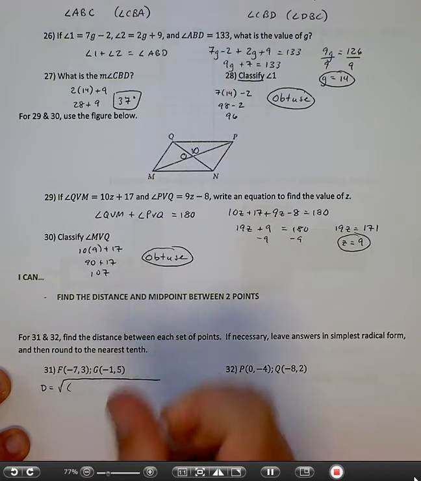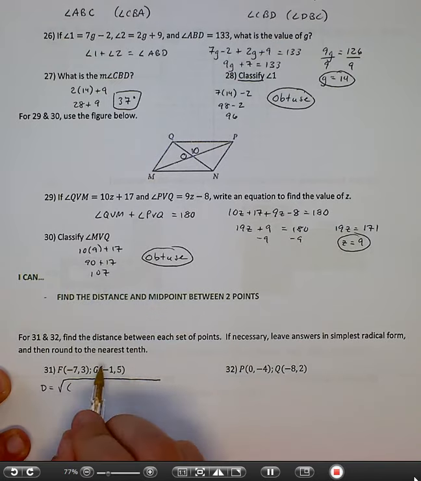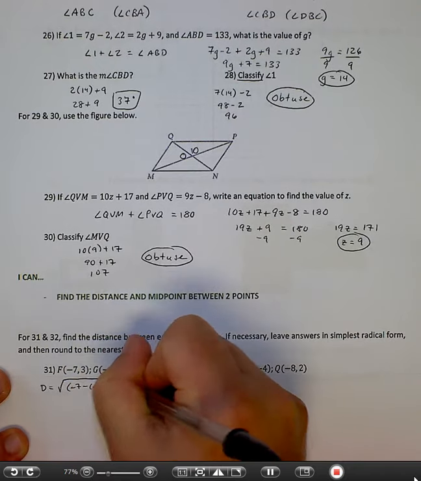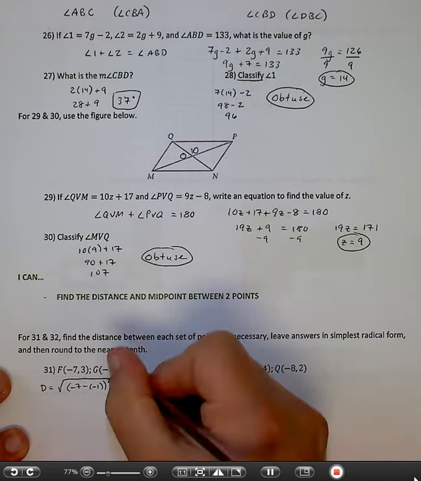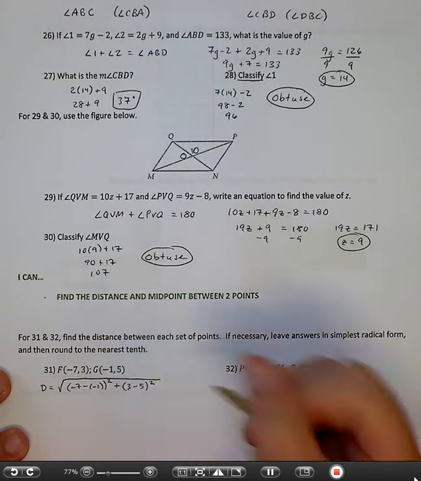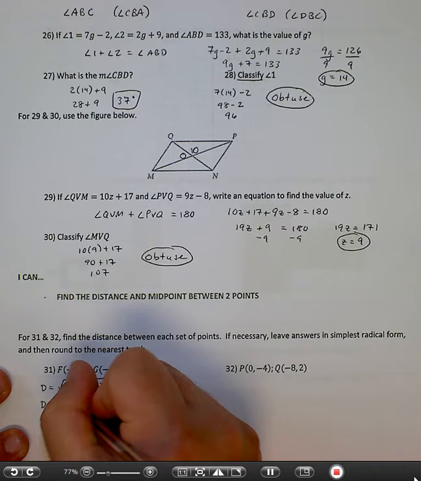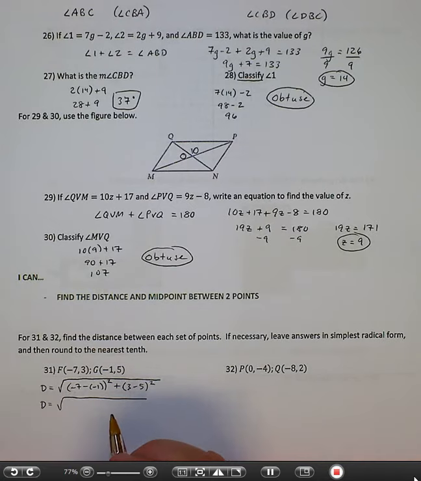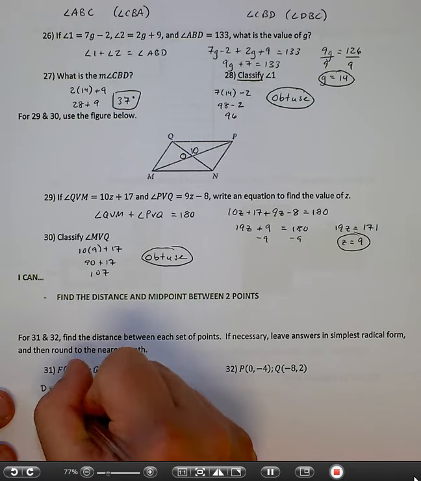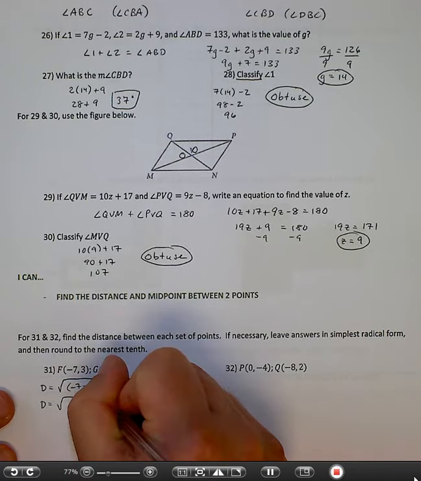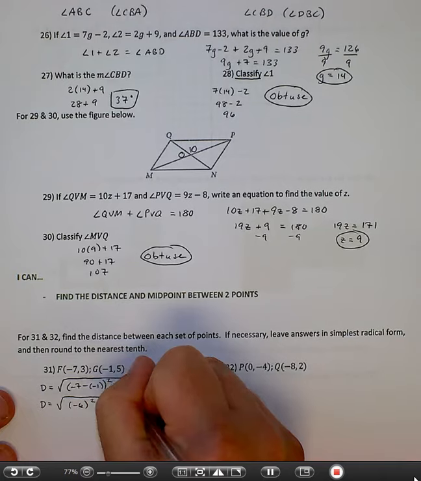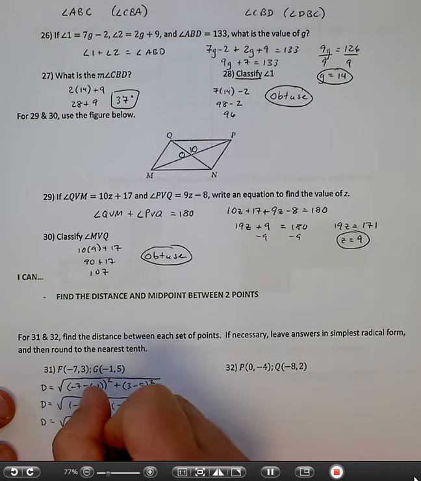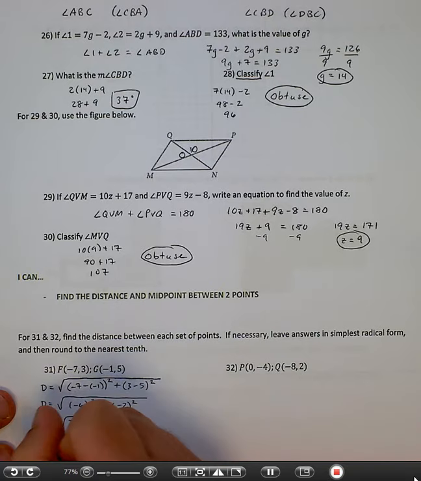is just the difference in the x's, so -7 minus -1 squared, plus the difference in the y's, so 3 minus 5. Okay, and now I just simplify all that in there. So -7 minus -1, so that's -7 plus 1 is -6 squared. 3 minus 5 is -2 squared. So that's 36 plus 4. So the distance is the square root of 40.